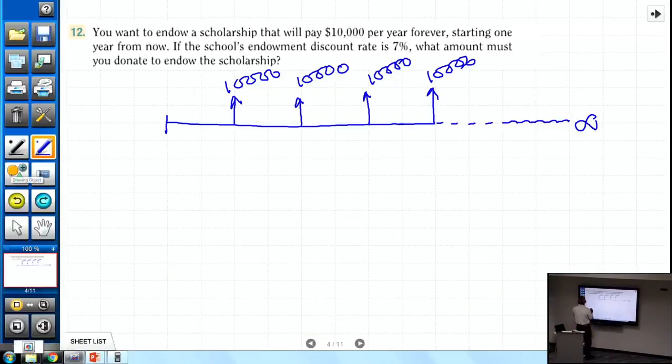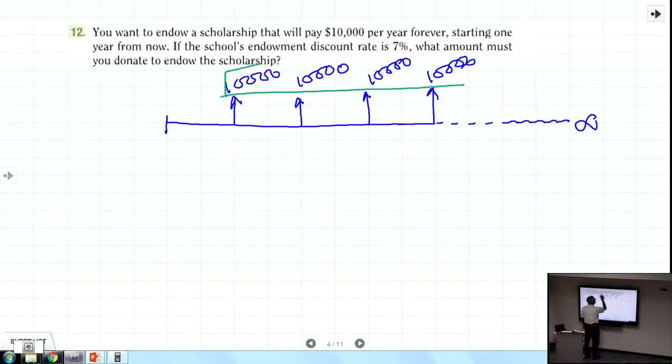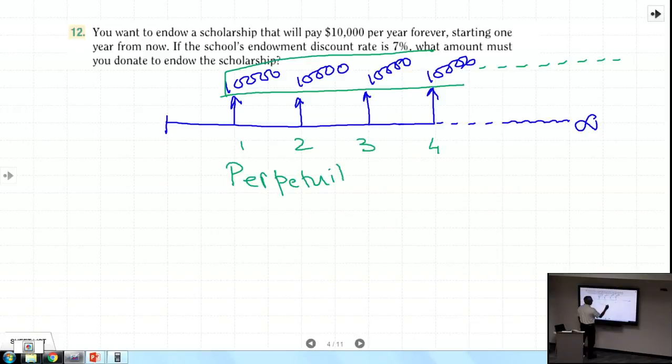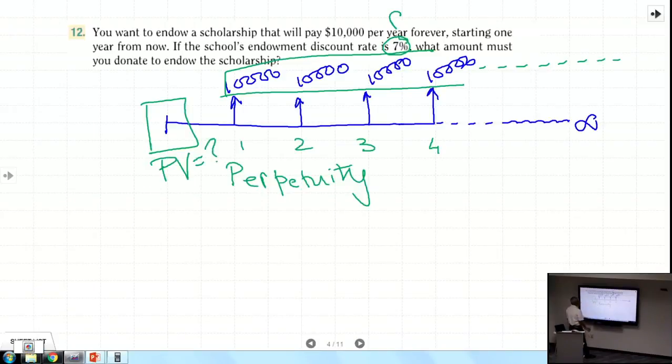Now notice what this cash flow represents. It's the same amount each year, year 1, 2, 3, 4, all the way to infinity, and it does not end. So this type of cash flow we call a perpetuity. So to get that stream of cash flow at a discount rate of 7% or R of 7%, how much money should I deposit in the bank today? So my unknown is present value.